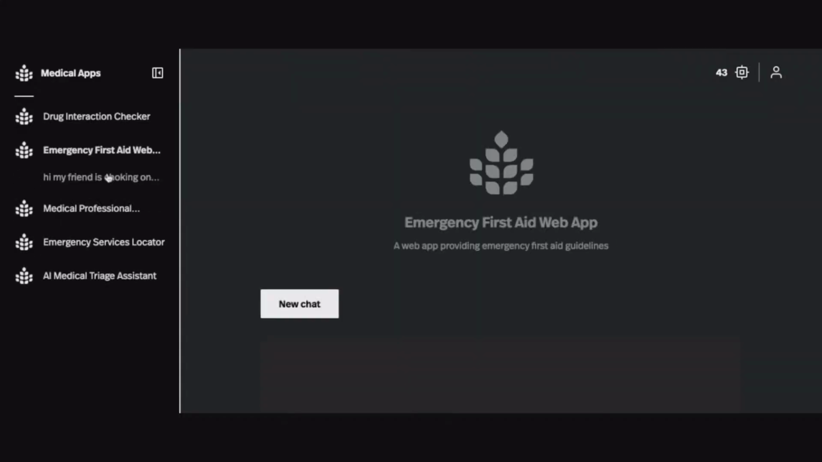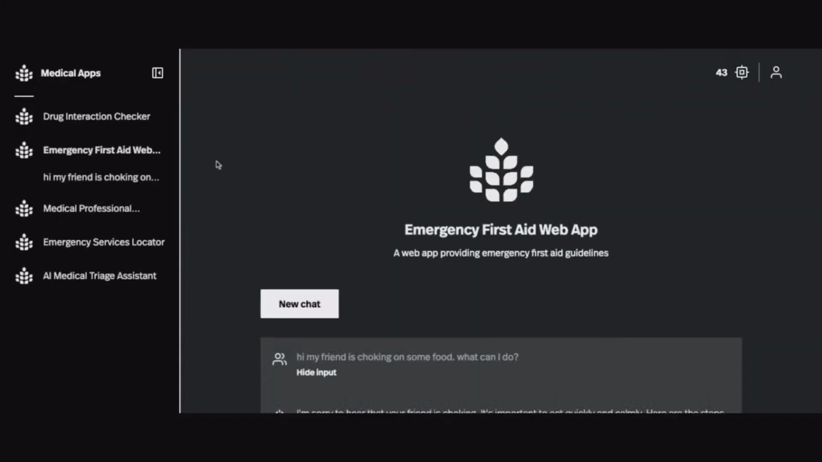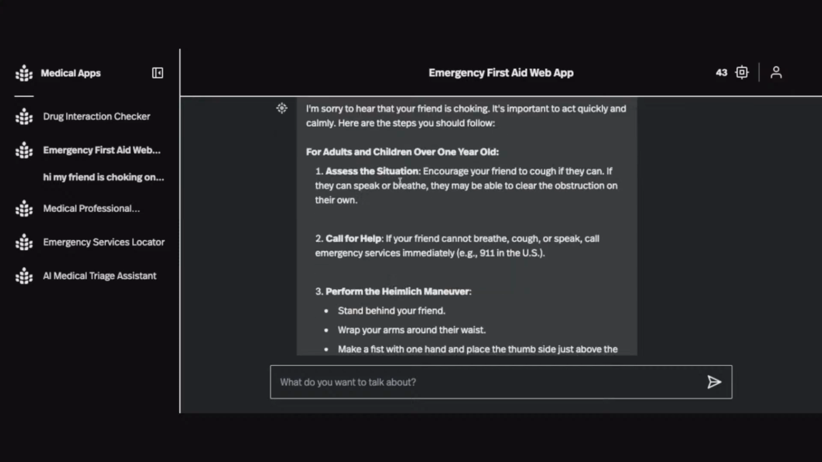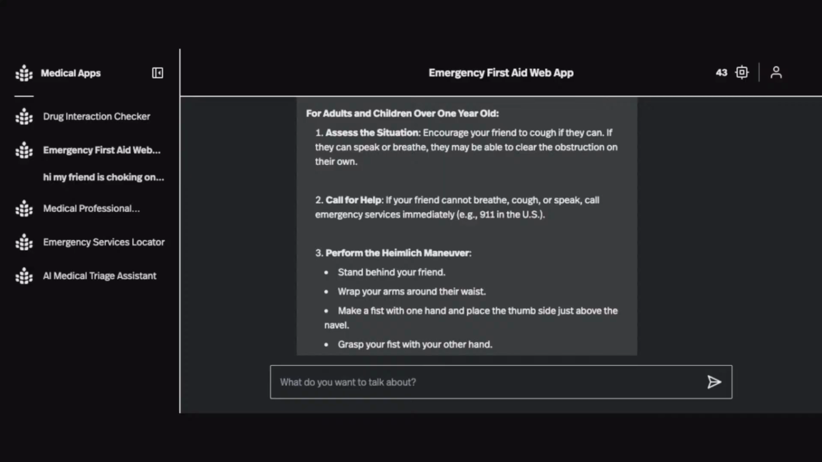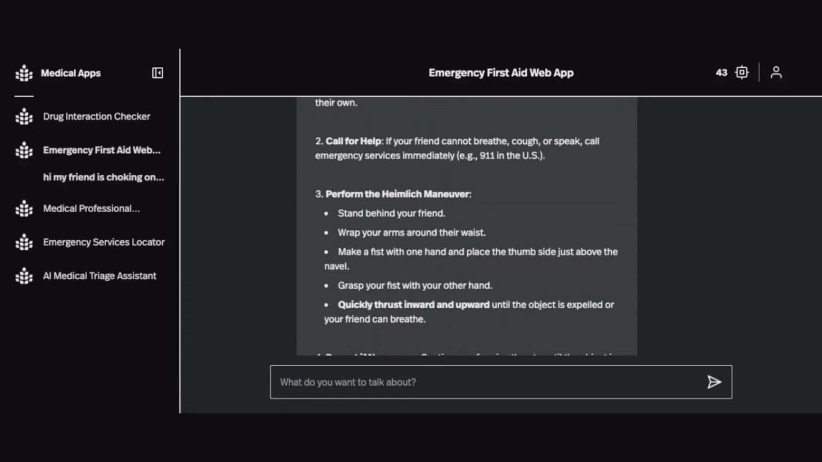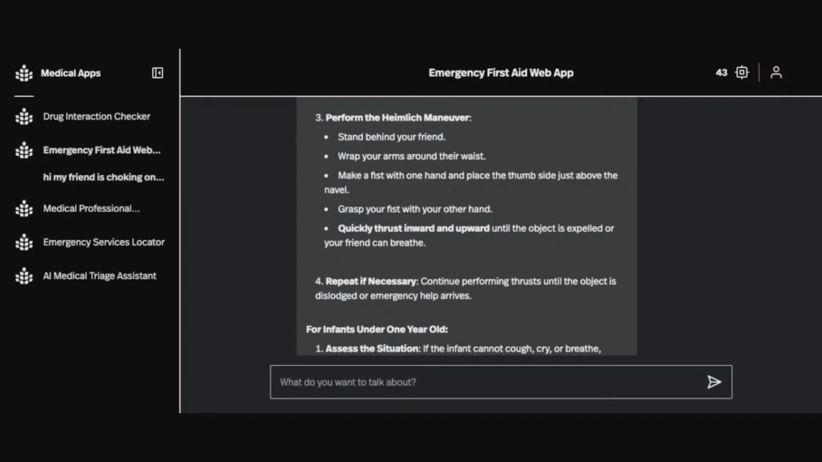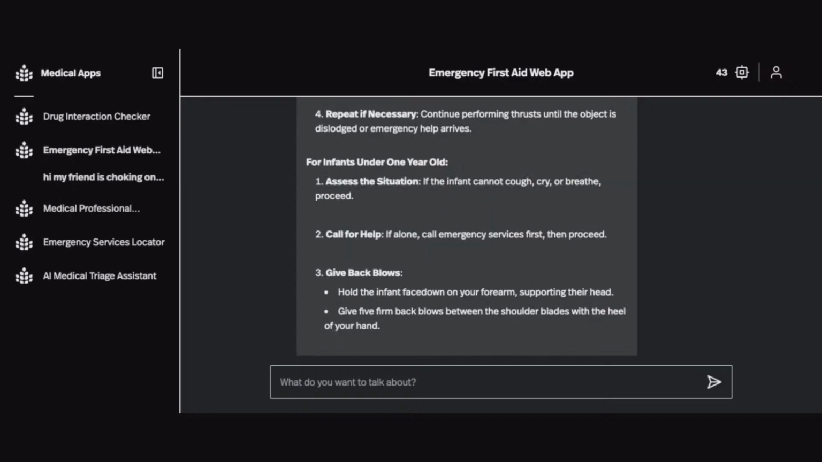Let's move on to the emergency first aid web advisor. This is a web app for providing emergency first aid guidelines. And so the query that I put in was, "Hi, my friend is choking on some food. What can I do?" "I'm sorry to hear that your friend is choking. It is important to act quickly and calmly. Here are the steps you should follow, the emergency processes that you should follow." It also gives you steps to perform the Heimlich maneuver. I am going to say that most people in a situation like that will be panicking and they will not know necessarily what to do.